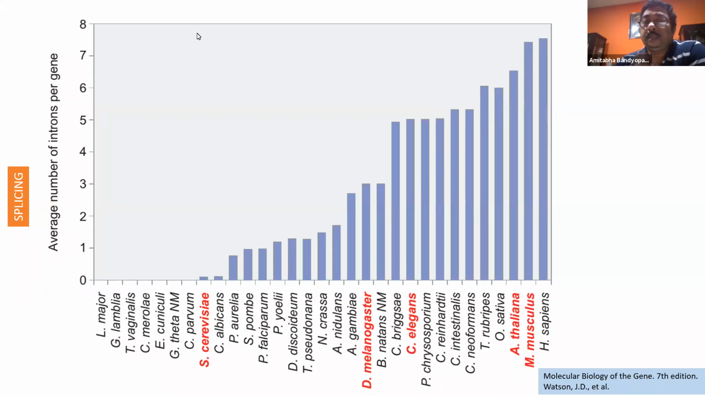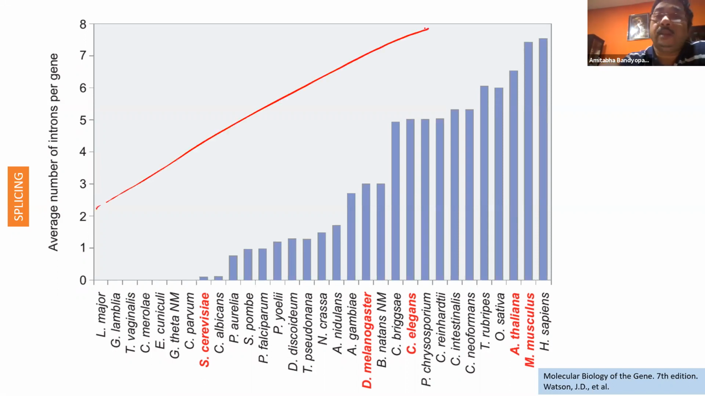Okay, so in the last lecture, we learned that there are varying numbers of introns in a particular gene. Now, this is a very large RNA. Some portions have to be marked as introns and some portions have to be marked as exons. How is it done? And it is done every time the same way.